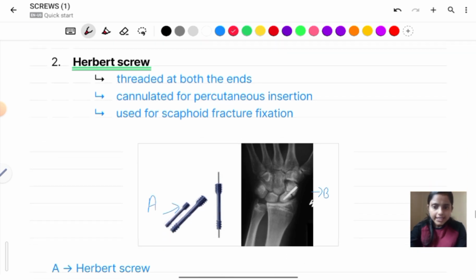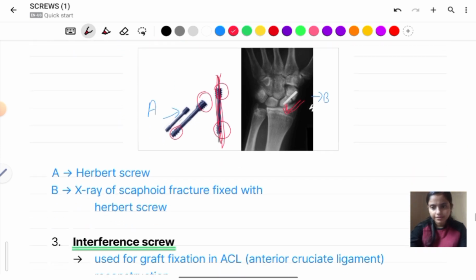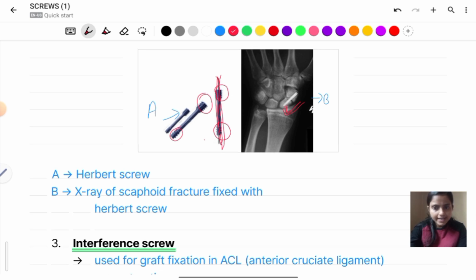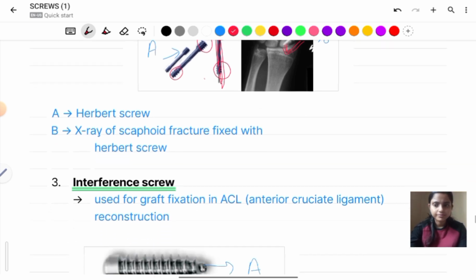Herbert screw. It is threaded at both ends. We can see the thread at both ends, and it is cannulated. We can see the guide wire is passed, so it is cannulated for percutaneous insertion, and it is used for scaphoid fracture fixation. This is the Herbert screw, and X-ray of the scaphoid fracture fixed with the Herbert screw.